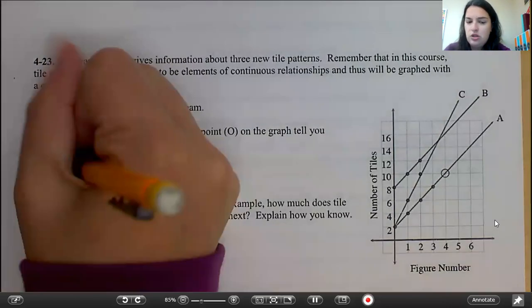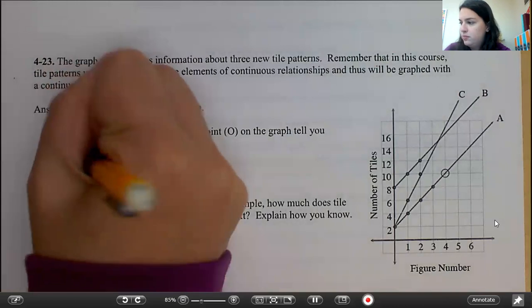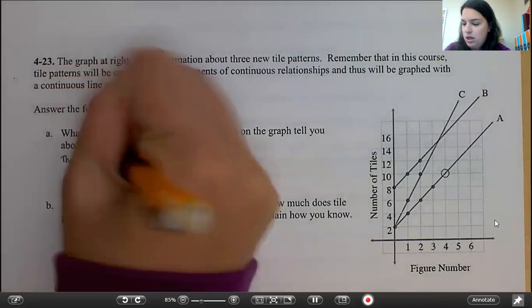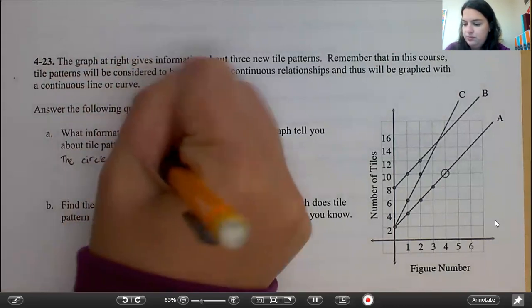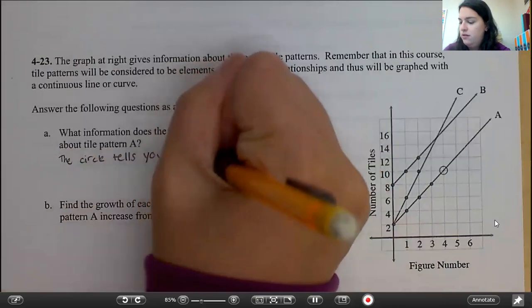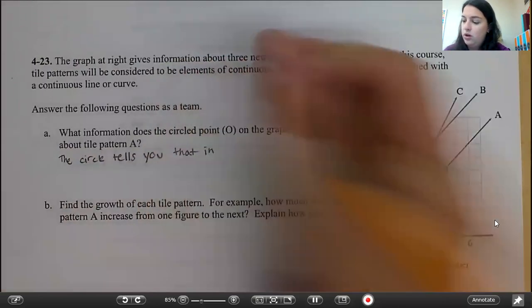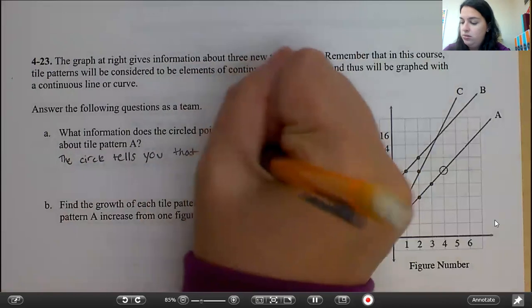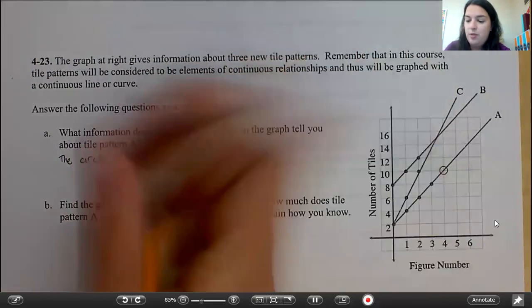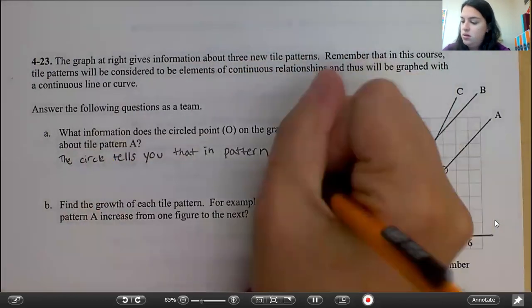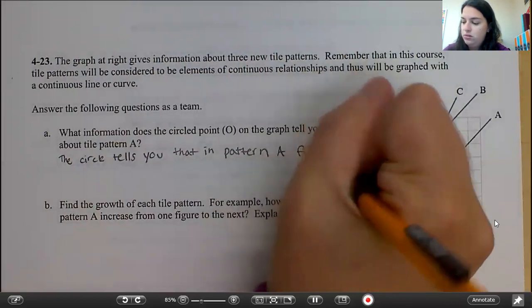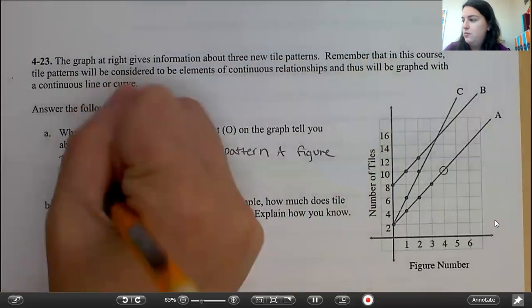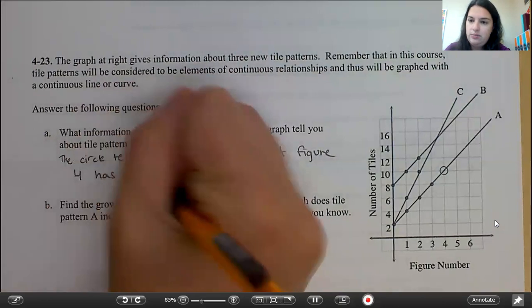Hopefully you said that the circle tells you that in figure 4, or in pattern A, because we're talking about tile pattern A, figure 4 has 10 tiles.